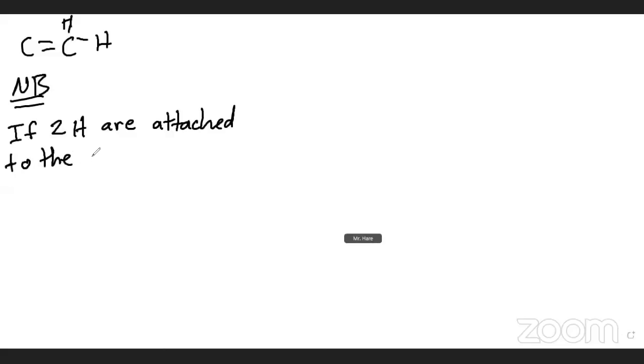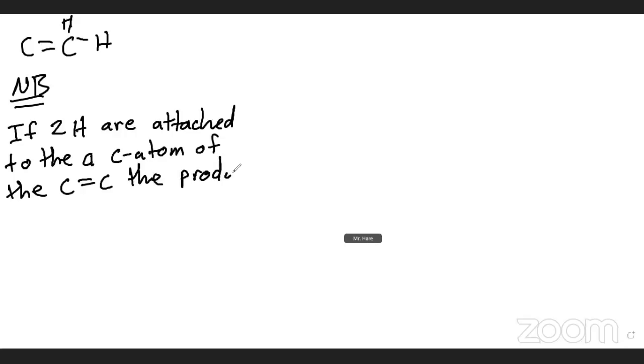So if two hydrogens are attached to a carbon atom of the carbon to carbon double bond, once you spot two hydrogens attached, just like you see here, this should give you CO2 and water.